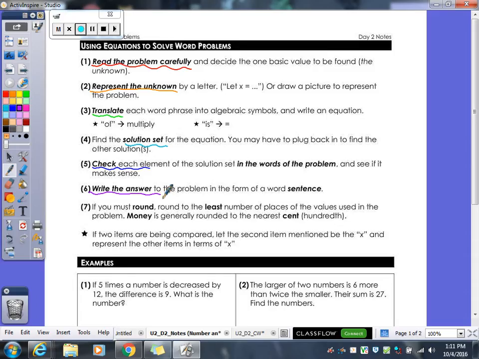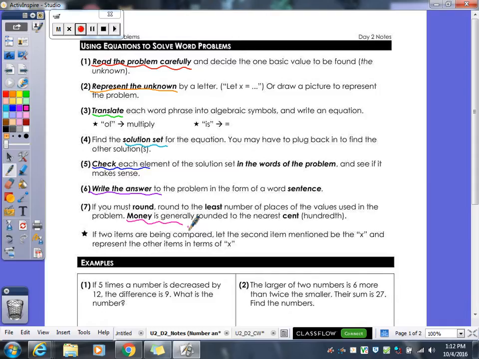And then you always need to write your answer in the form of a sentence. And then you always got to keep track of your rounding. A lot of times, especially with money, they won't tell you where to round to, so you got to remember it's to the nearest hundredth or the nearest cent, as they like to say.